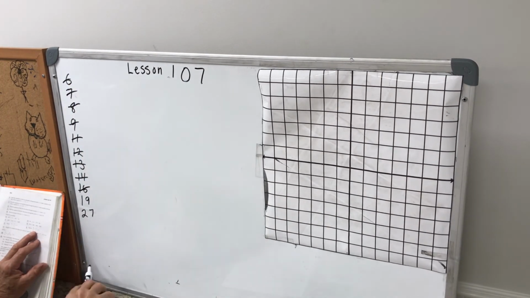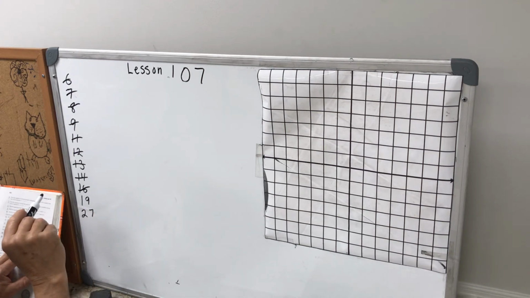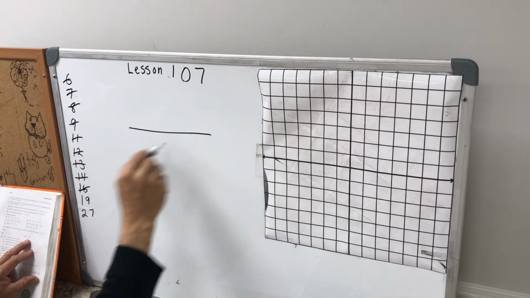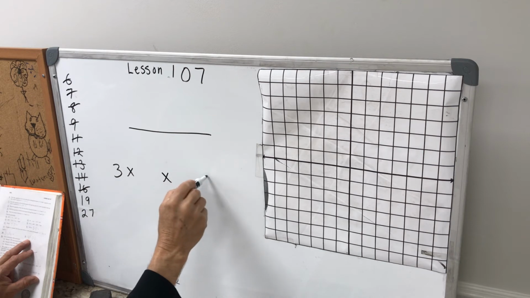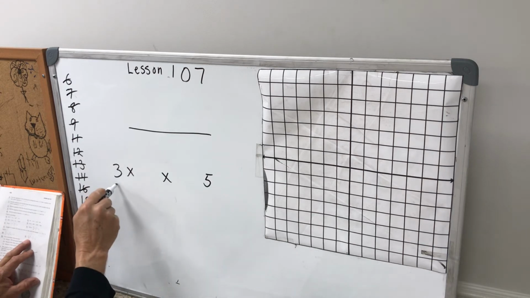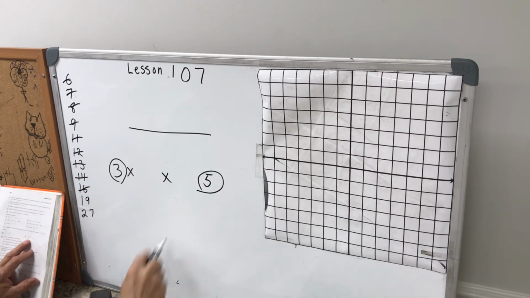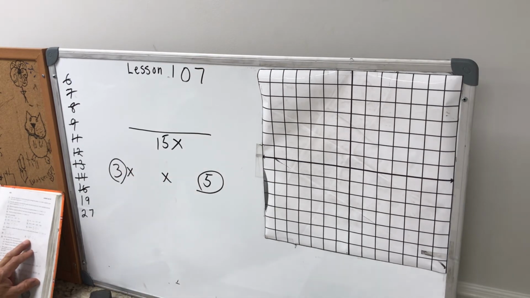Number 19. The only reason I'm doing 19 for you is the possibility that you cannot figure out what that common denominator is. Here are your denominators, 3x and an x and a 5. What is our common denominator? Let's just look at this. What will both of these numbers go into? 15, and then we have an x. 15x is your common denominator on number 19.